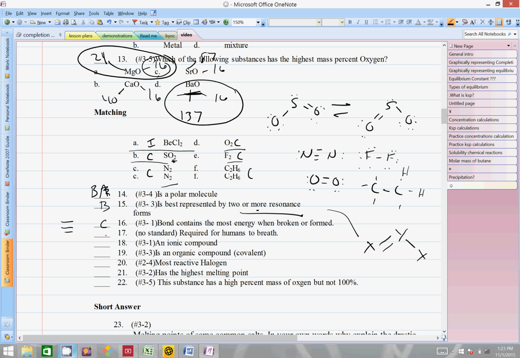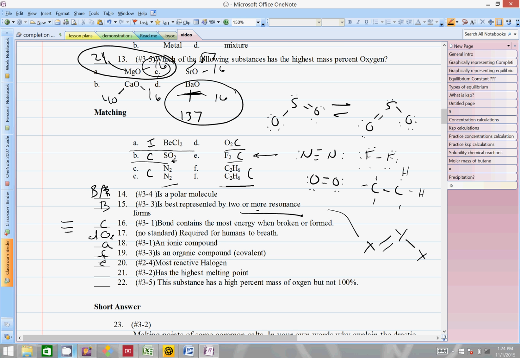Required for humans to breathe. Not a real good question there, but it's oxygen, which is O2, the letter D. An ionic compound, okay, well that's A. Which is an organic compound, okay, we did this in chapter 1, that you should label as F. Most radioactive halogen, there's only one halogen on here, and that's letter E.